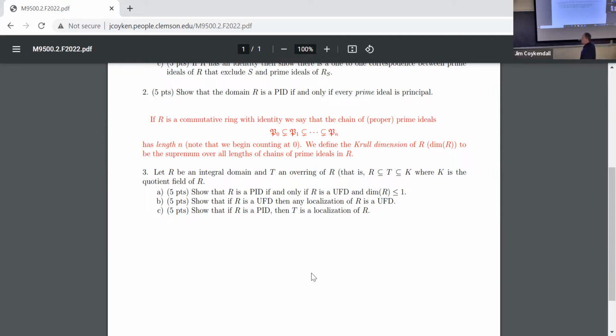We talked about an example the other day in class that in general this is true. In fact, it's not even true for UFDs. Even for two-dimensional UFDs, you expect there to be overrings that aren't localizations.